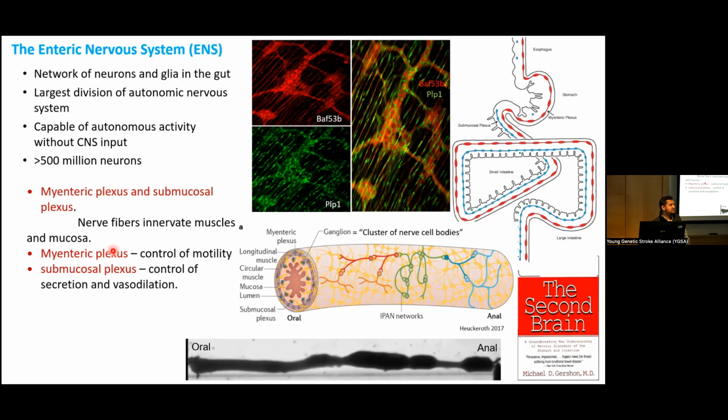The myenteric plexus neurons mostly control gut motility, the contraction and relaxation, how your food or contents move all the way from the oral cavity towards the rectum. That is controlled by the myenteric neurons. The submucosal plexus, as I mentioned earlier, mostly controls secretion and vasodilation.